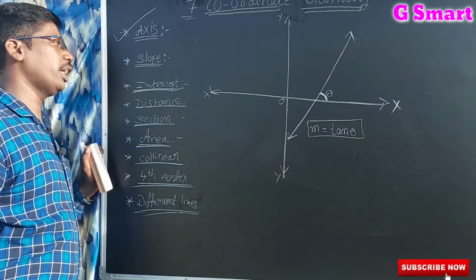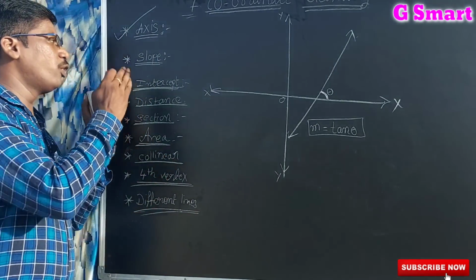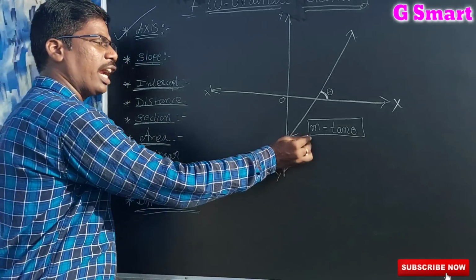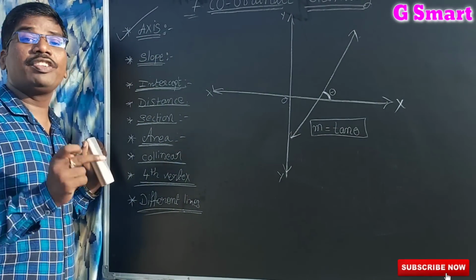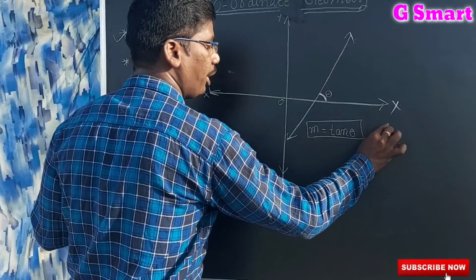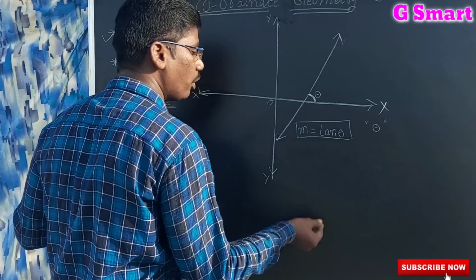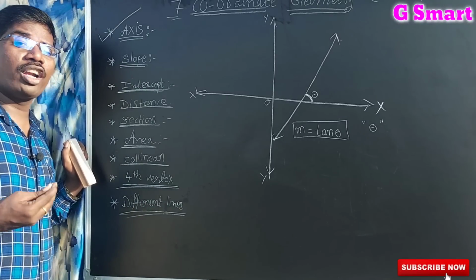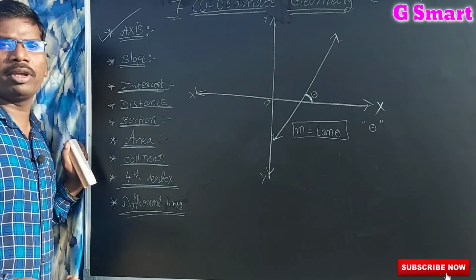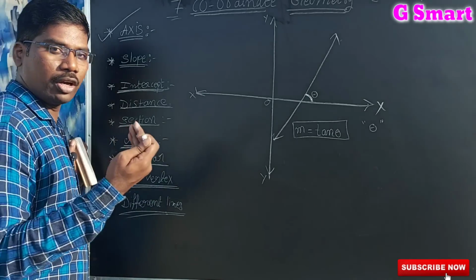So axis we completed, now slope. Now I am going to explain full details about slope. m is equal to tan theta, that is called slope of the line. If theta is given, means theta is equal to 30 degrees or 45 degrees, then m is equal to tan theta. If a line is making a 45 degree angle with x-axis, they may ask the slope of the line. So tan 45 is 1, so the slope of the line is 1. Like that we have to remember.